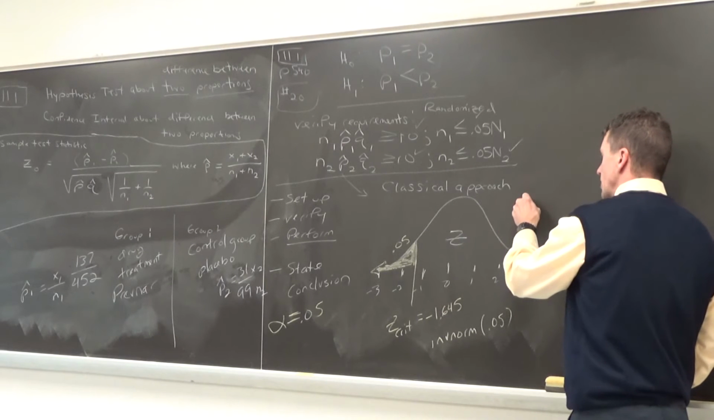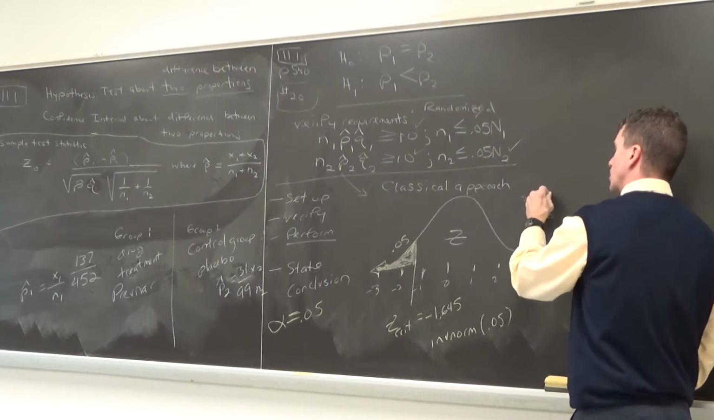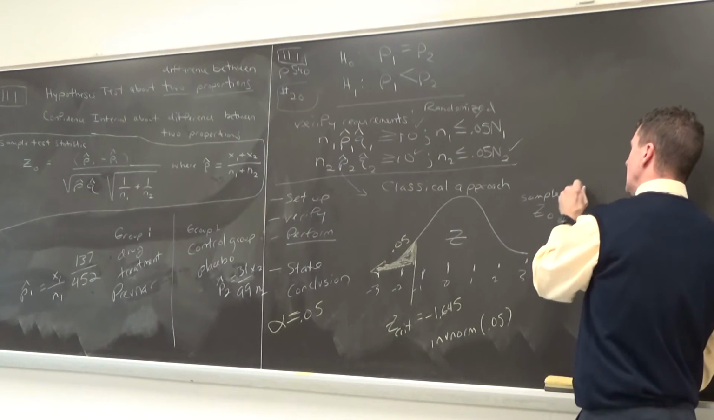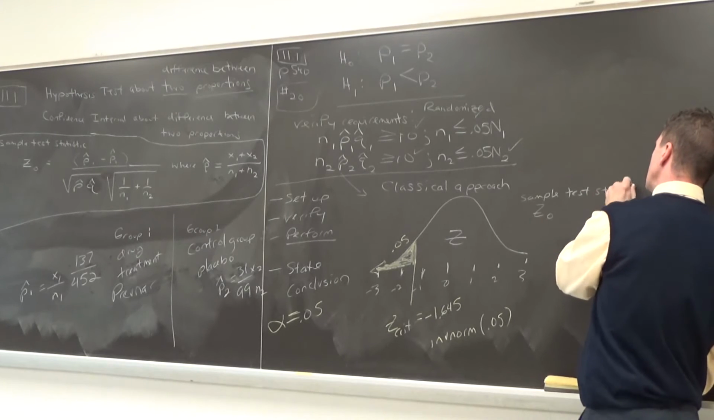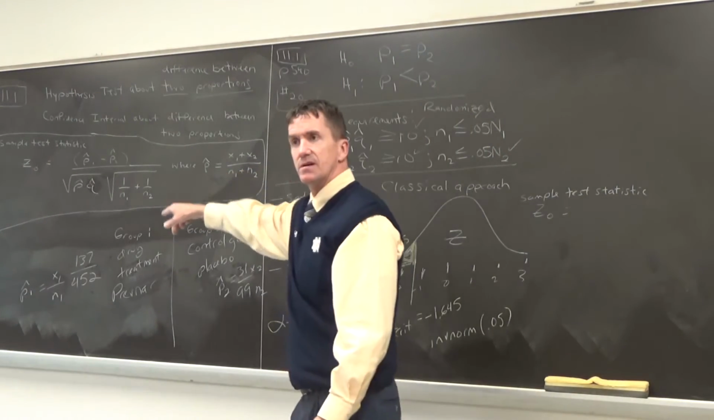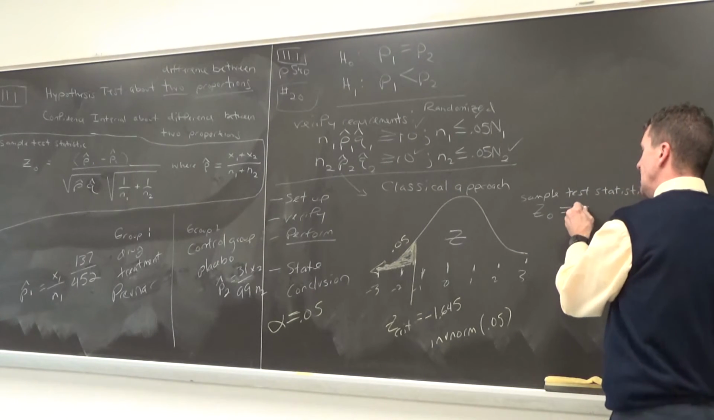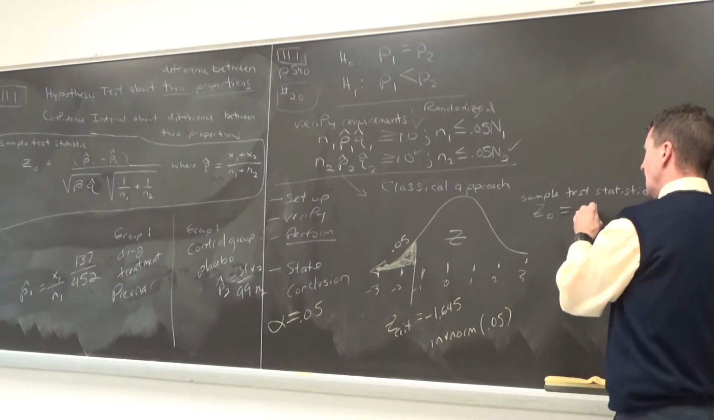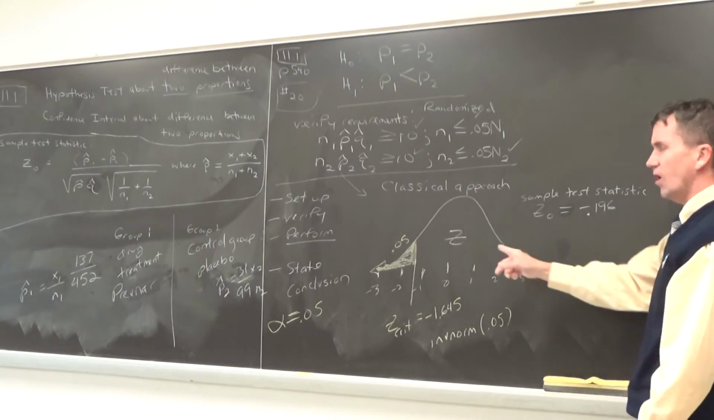What was this number again? This is called the Z0? Yep, I always like to write it out in words. Sample statistic. Yeah, it's a sample test statistic. That's what it is. It came from our sample. It was that gigantic expression right there. And this number came out to be roughly negative 0.196, or negative 0.2. Let's draw it.